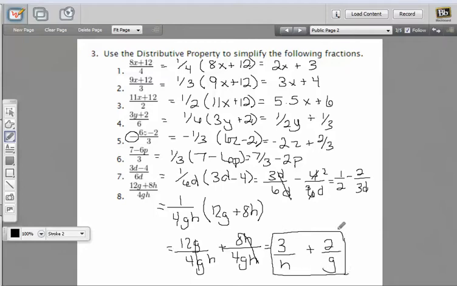I'm not so much worried about you being able to simplify this quite yet, but if you can get it written like we did in step 1, that is the most important part. So knowing that you can go ahead and break this up using the distributive property.